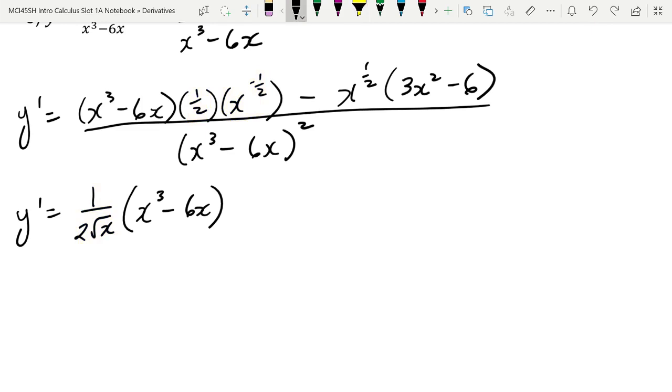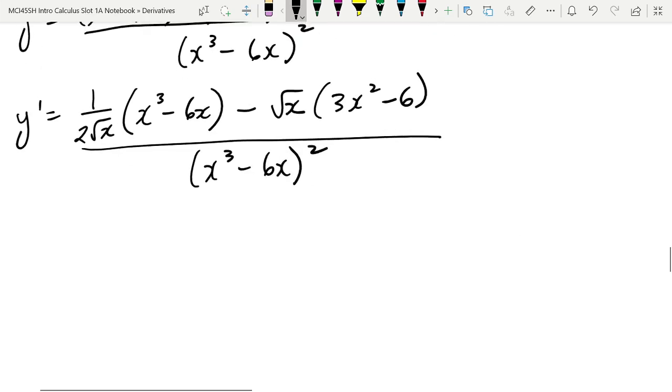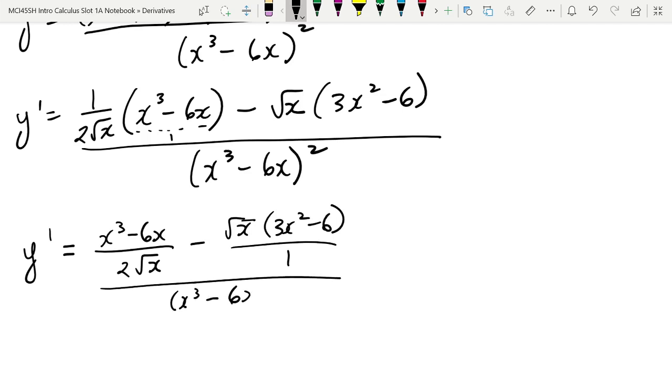Okay, and then the other side, I'm just going to change that to root x times 3x squared minus 6, all over x cubed minus 6x squared. What am I going to do with that? Well, I can think of this as having a denominator of 1, right? So I'm going to say that's x cubed minus 6x all over 2 root x, minus root x times 3x squared minus 6 all over 1, all over x cubed minus 6x squared.